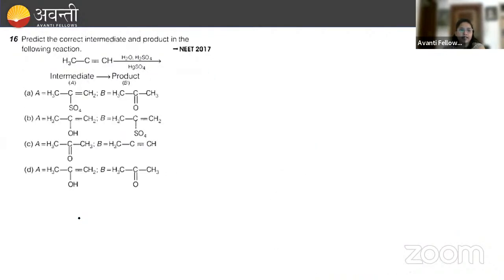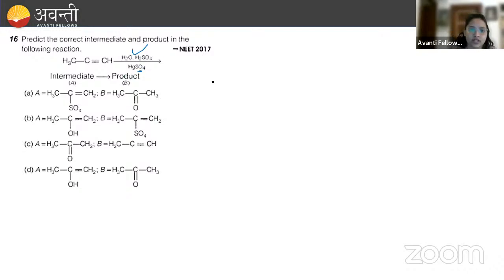Next, predict the correct intermediate and product in the following reaction. So हमको अल्काइन दिया हुआ है, H2O दिया हुआ है और HgSO4 दिया हुआ है. So this reaction we have seen. ये रिएक्शन आया है NEET में. A, B प्रोडक्ट निकालना है, इंटरमीडिएट निकालना है और उसके बाद हमको प्रोडक्ट भी निकालना है. So what will be the correct answer here?